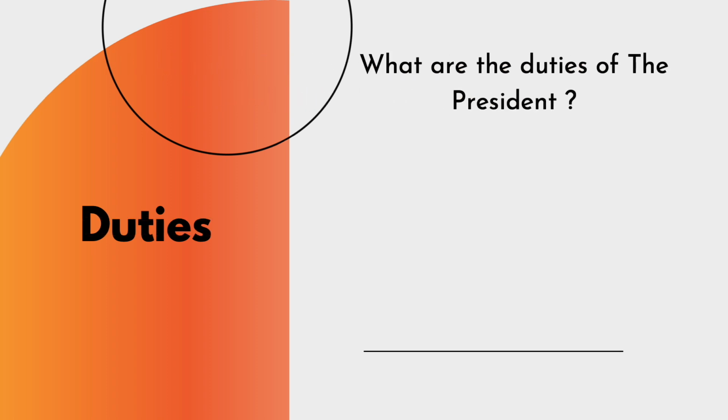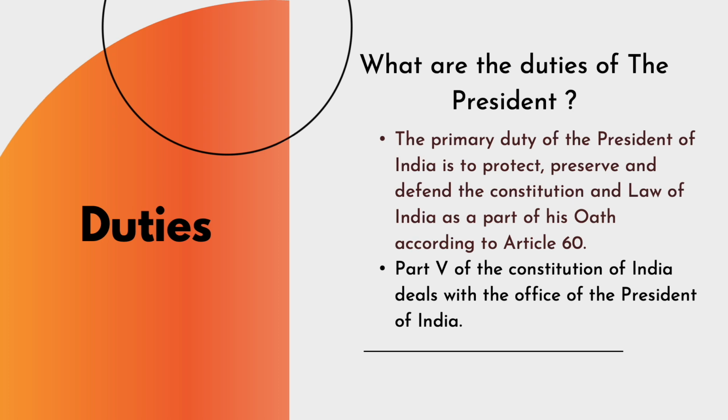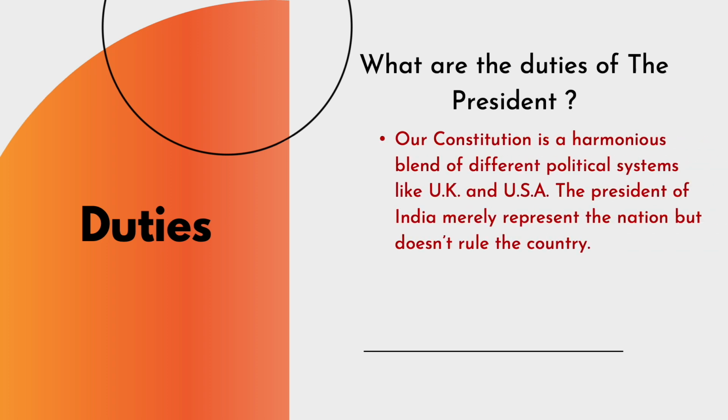Now, we come on to the duties of the President. The primary duty of the President is to protect, preserve, and defend the Constitution and law of India. According to Article 60 of the Indian Constitution, the President takes an oath for the same. Then, Part 5 of the Constitution deals with the office of the President of India. Our Constitution is a harmonious blend of different political systems like the USA and the UK. However, the President of India represents the nation but doesn't rule the country.